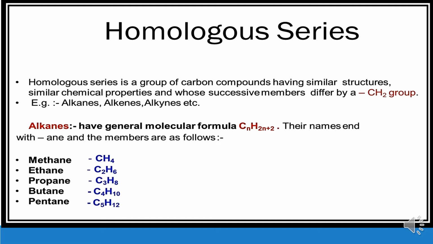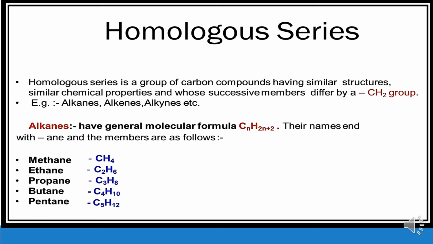Homologous series. Homologous series is a group of carbon compounds or organic compounds having similar structures, similar chemical properties, and whose successive members differ by a CH2 group. Students, to simplify and to systemize the study of organic chemistry, all the organic compounds have been divided into different groups depending upon their structures and their chemical properties. Each such family or each such group is called a homologous series.